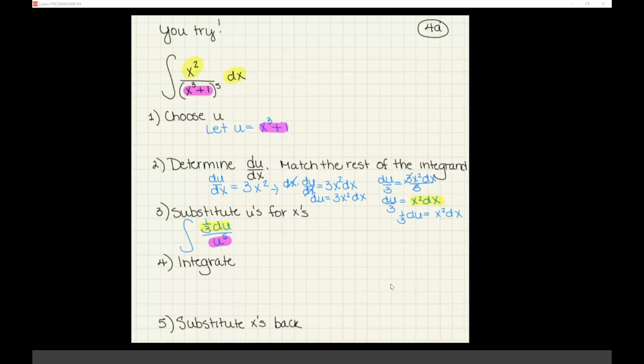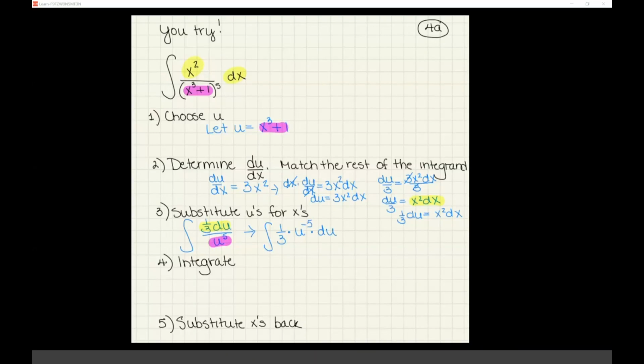I see u is in the denominator with an exponent of 5. I can bring that up to the numerator as long as the exponent's -5. So now I have the integral of 1/3 times u to the -5 times du. Everything's all multiplied. Yes? Okay, so algebra got me that far.